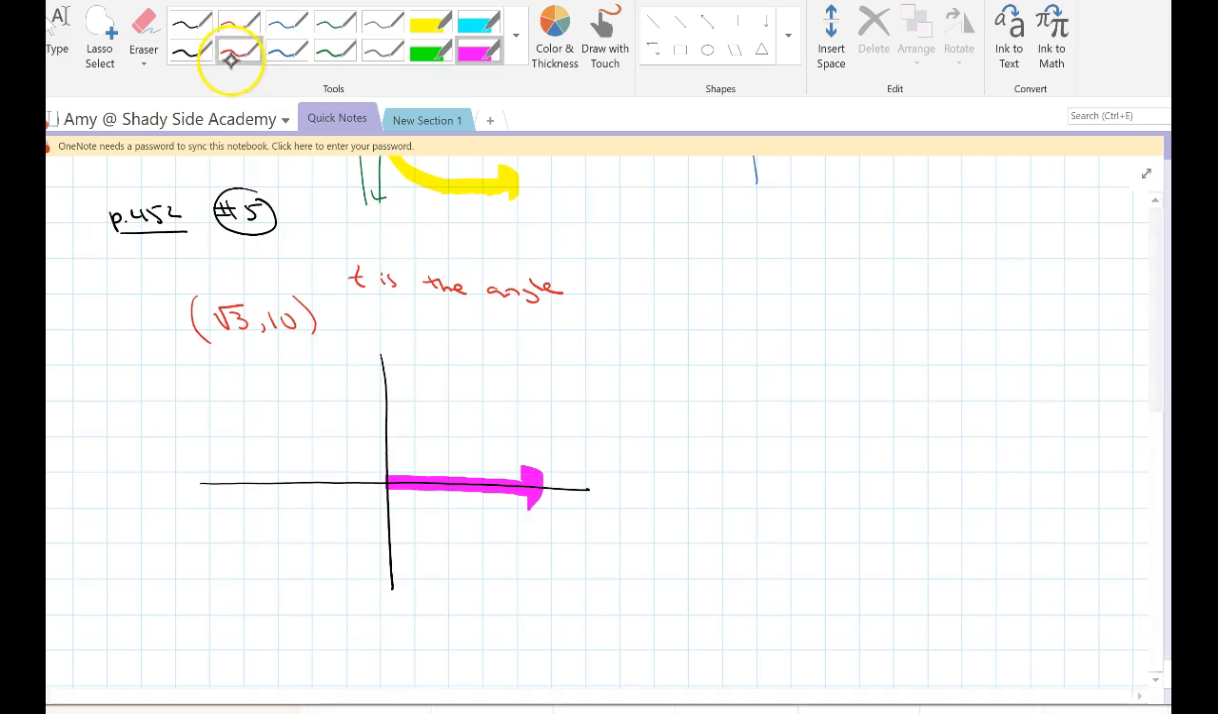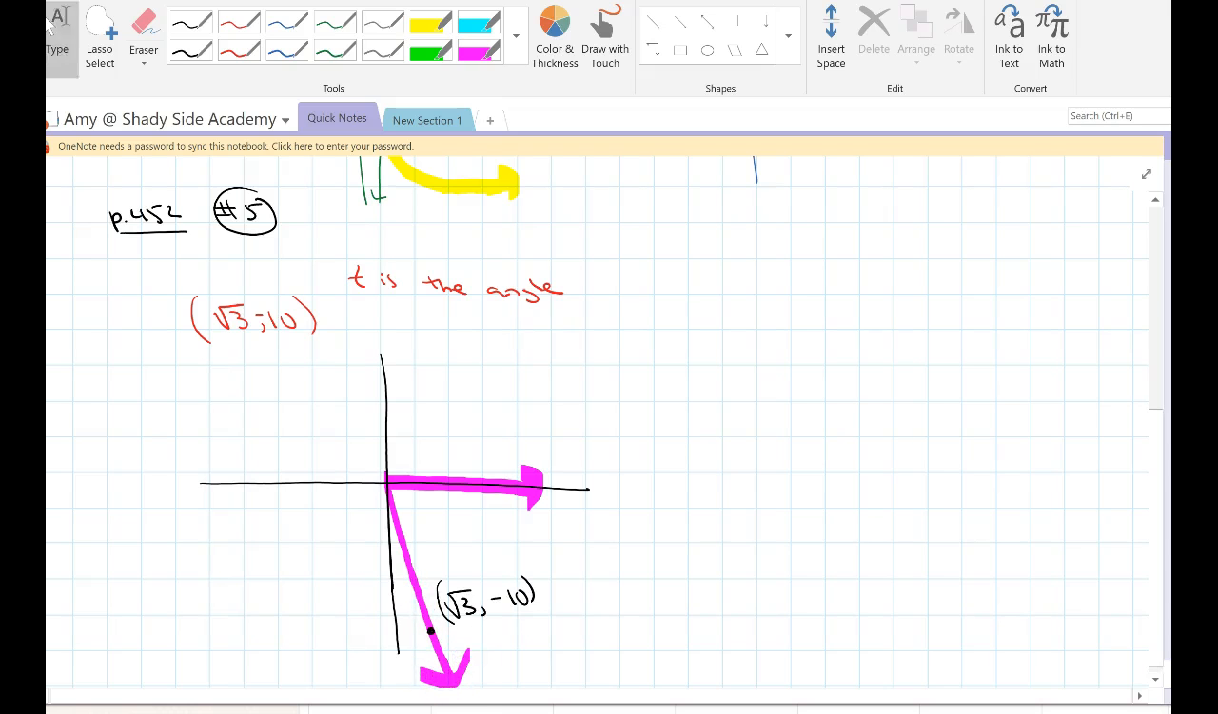Radical 3, 10. Oh, radical 3, negative 10. Silly Miss Yam. Okay, that point is radical 3, negative 10. Let's see, what direction does the angle open in? It doesn't say. It says find sine of t, cos of t, and tan of t when the terminal side of an angle passes through this point. So as long as the angle's in standard position, the terminal side has to pass through this point. So my angle looks like this.